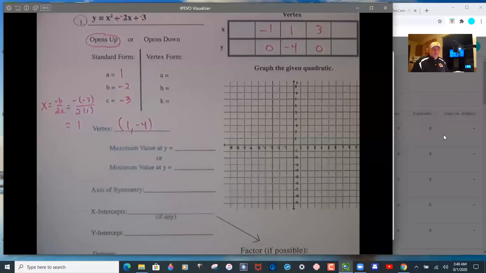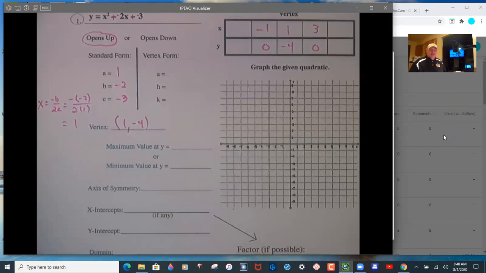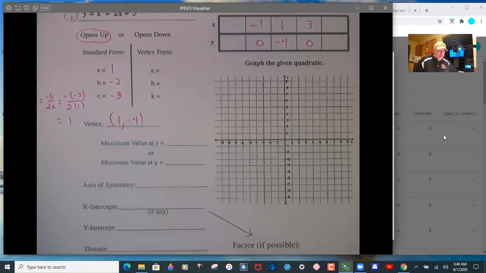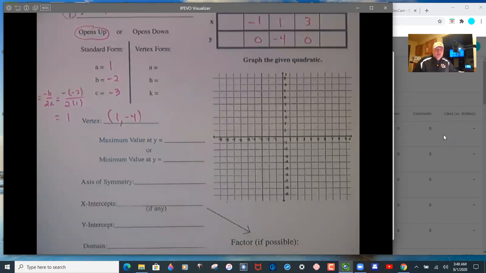All right, so I keep getting this advertisement coming up from my document camera software that keeps annoying me.